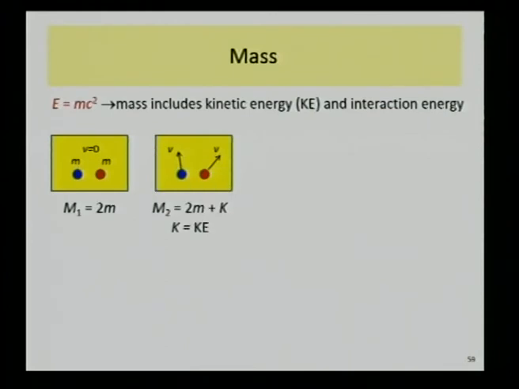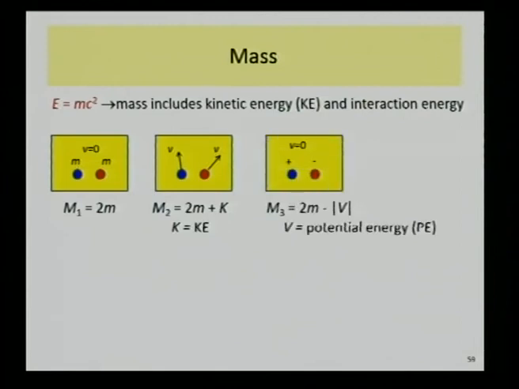But imagine another box with the same particles, but now the particles are moving around with some speed. Okay? So the mass of this system is no longer just 2m. But now you have to add the kinetic energies of these two particles. They are a part of the total mass of this system. Okay?